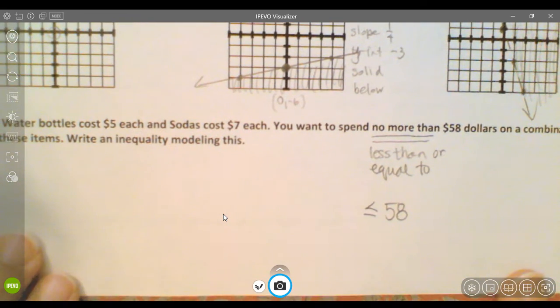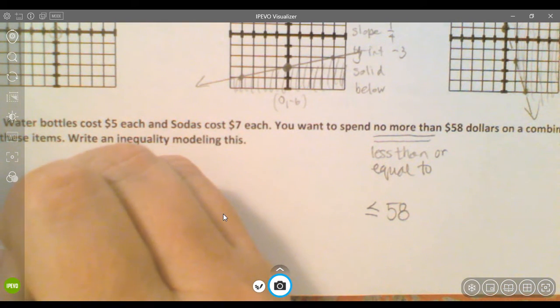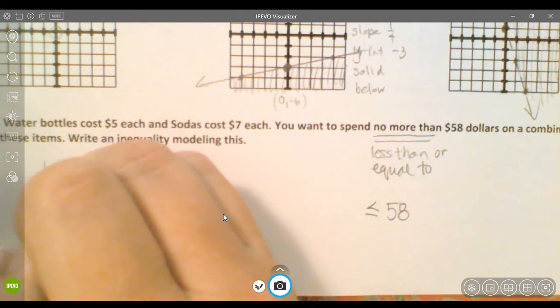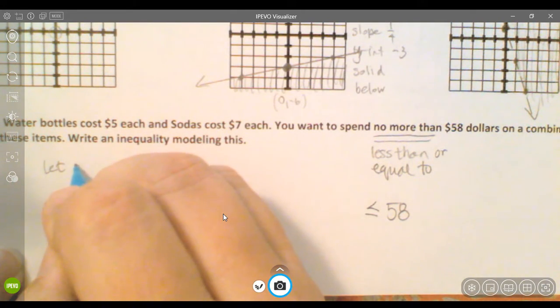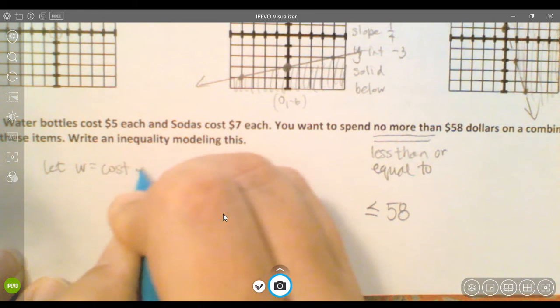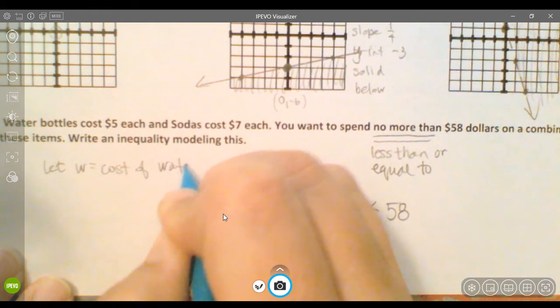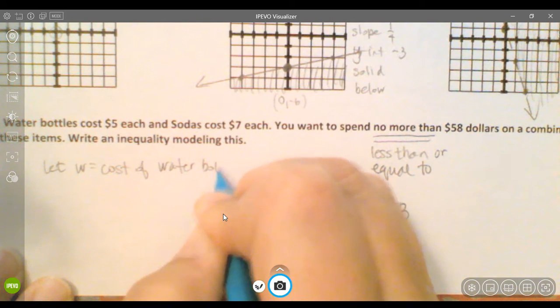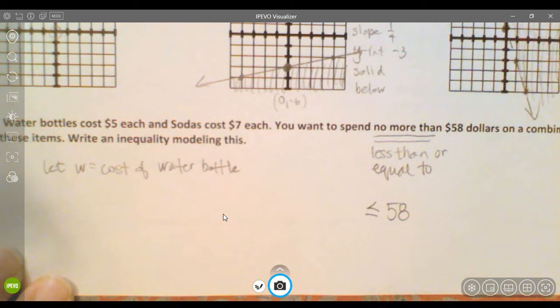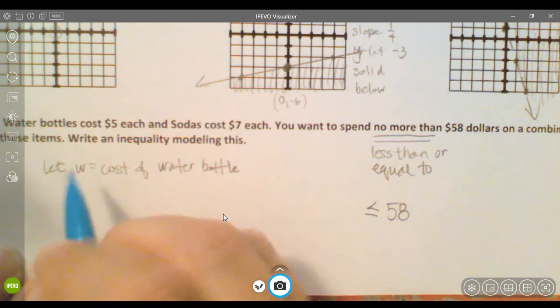Okay, let's think about what we have. I'm old school, so I'm going to try to define my variable. We're going to let W equal the cost of a water bottle. So 1 water bottle costs $5. 10 water bottles cost $50. 100 water bottles cost $500. What am I doing there? To find the cost of W water bottles, it's going to be 5 times W, right? Okay, keep that in mind.